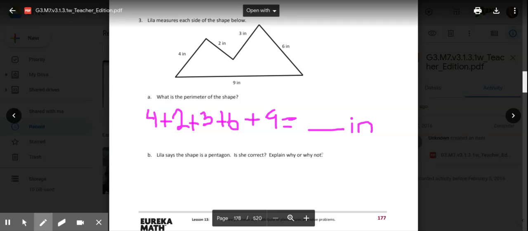B says Lila says the shape is a pentagon. Is she correct? So you have to explain why or why not. This would be a yes because or a no because. Think about how many sides need to be in a shape to be a pentagon. And then you will have your answer.